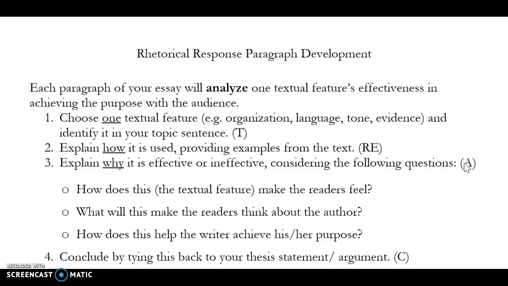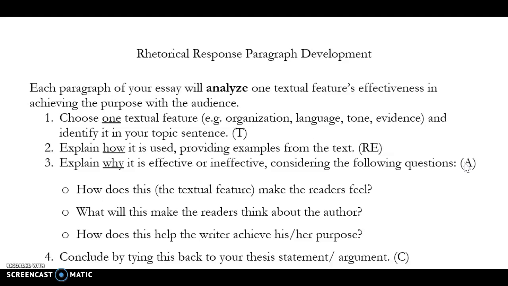After you've provided that evidence, you're providing an analysis. Rather than talking about your own response, now you're talking about the impact that this textual feature, humor, use of visuals, the kind of evidence used, those are textual features, has potentially on the audience. And you want to answer the following questions. How does this textual feature make the readers feel? What will this make the readers think about the author? And how does this help or hurt the way the writer achieves his or her purpose?